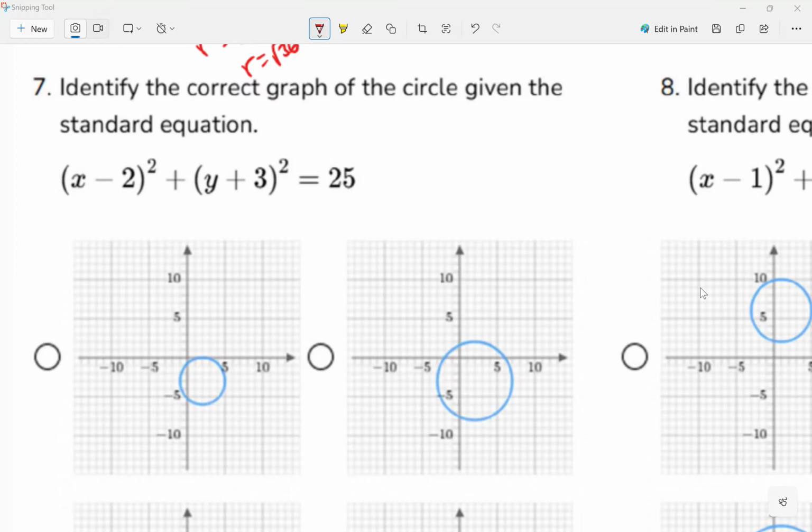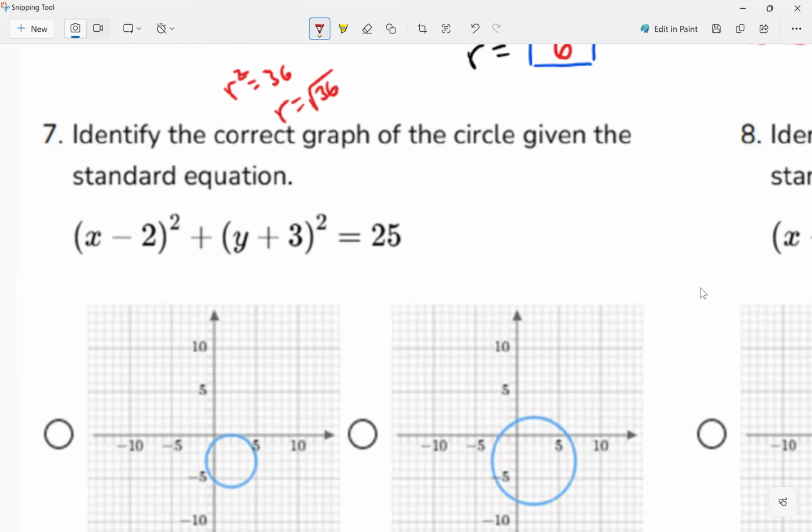For today, we're going to learn how to graph circles, given the equation. So identify the correct graph. I have you identifying a multiple choice just because I don't want you to be looking for, or being able to graph it. How am I going to have you graph things electronically? So I'm looking at here, identify the correct graph.